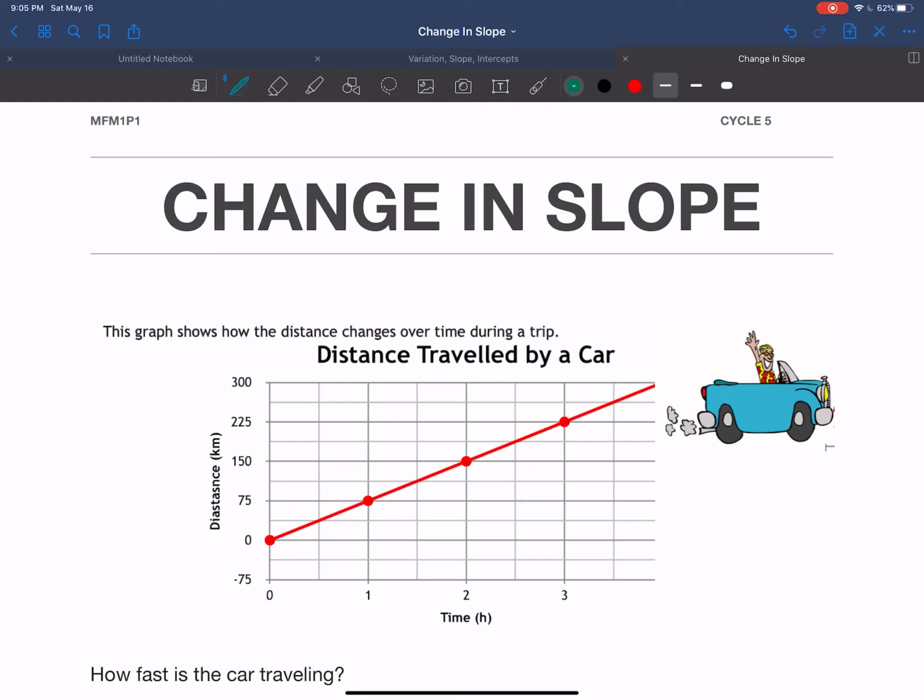Okay, so we're looking at slope and change in slope. How does it affect the graph if we change the slope or rate of change? And we're also going to look at direct versus partial variation again.